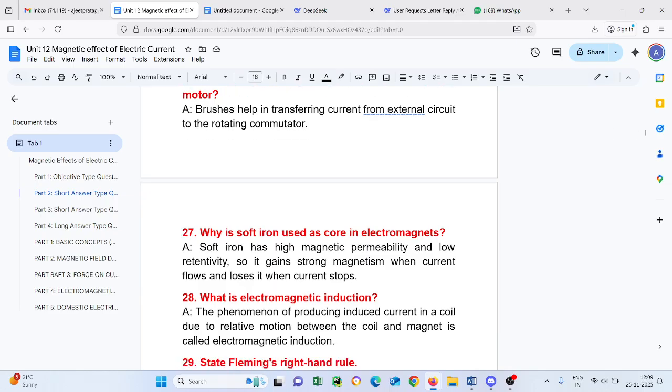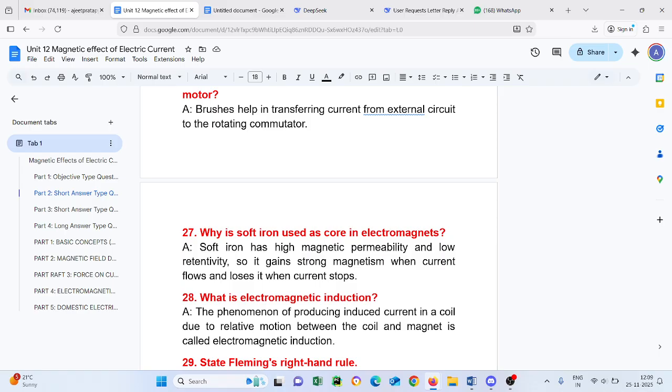Question number 27. Why is soft iron used as a core in an electromagnet? Soft iron has a high magnetic permeability and low retentivity. So it gains strong magnetism when current flows and loses it when current stops.